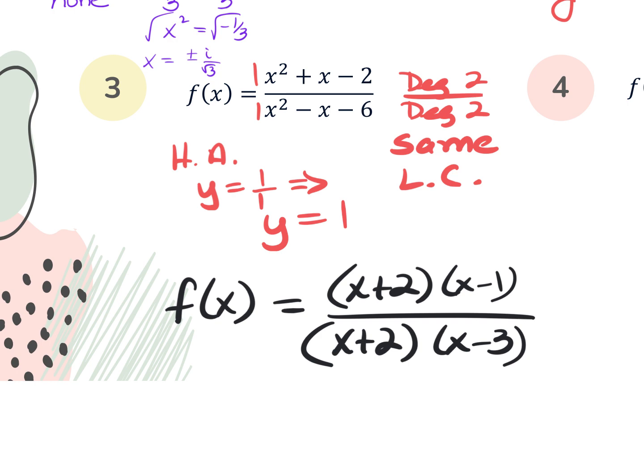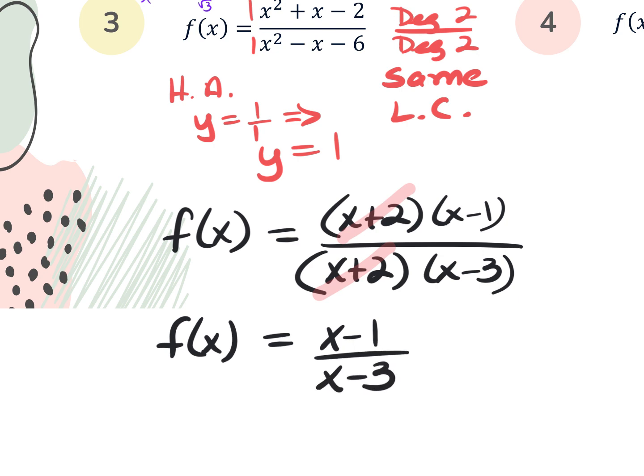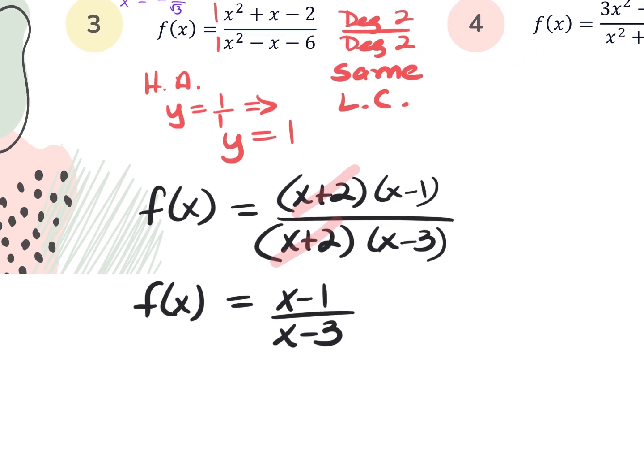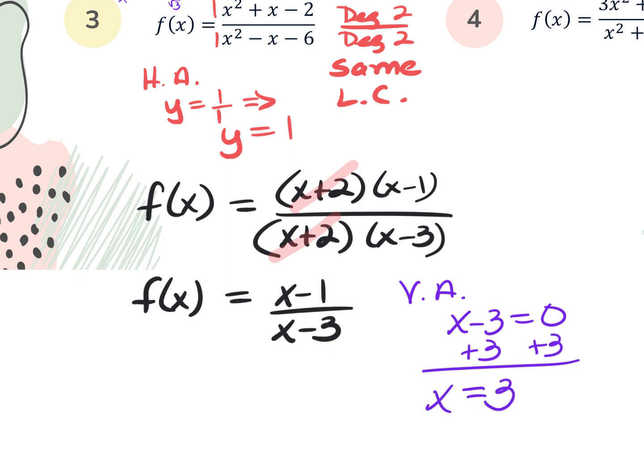Now I look for things to simplify. I can cancel the x plus 2's. And now my simplified function is f of x is equal to x minus 1 over x minus 3. Remember, to find the vertical asymptote, we now take the denominator that it's simplified and set it equal to 0. So my vertical asymptote is at x equals 3.